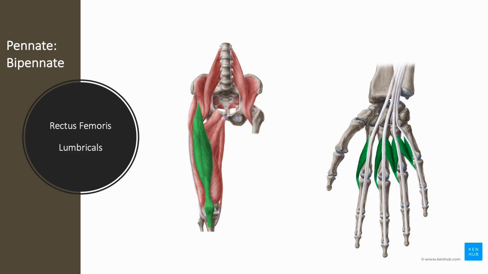And then the lumbricals. Now, huge contrast, right? These are tiny muscles in your hands and feet, and even though they are small, they use that same feather design to help perform precise movements, like flexing your fingers while keeping your knuckles straight.